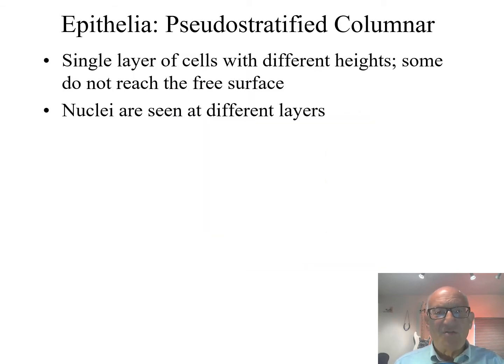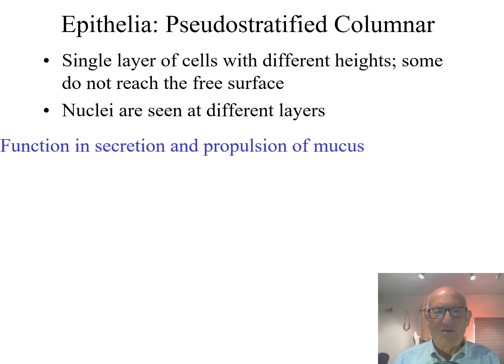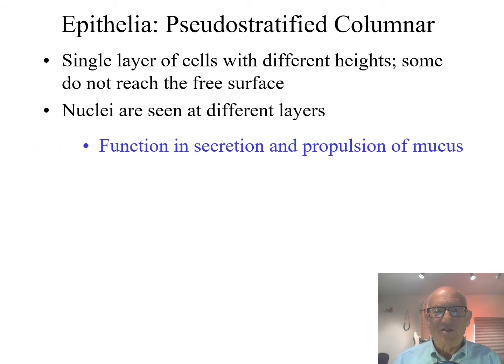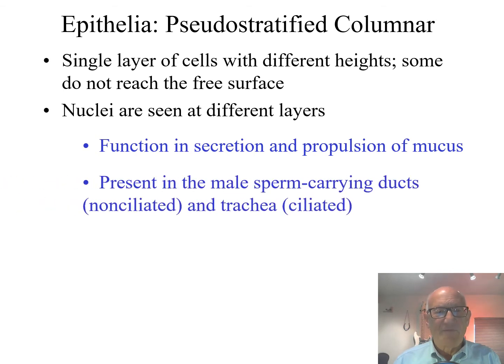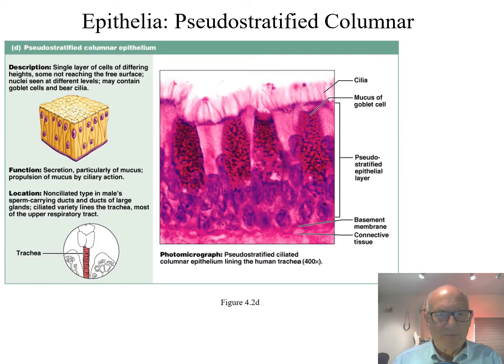Next, we have pseudostratified columnar epithelium. It's a single layer of cells with different heights. Some do not reach the free surface. The nuclei are seen at different layers. They function in secretion and propulsion of mucus. Many of them are ciliated. They're present in the male sperm carrying ducts, non-ciliated, and in the trachea, ciliated.